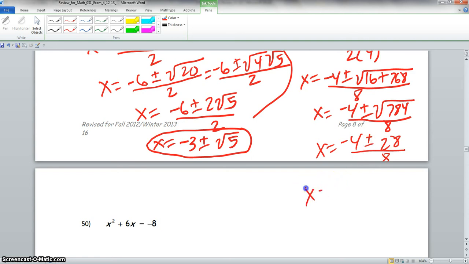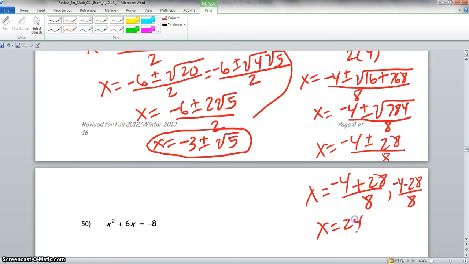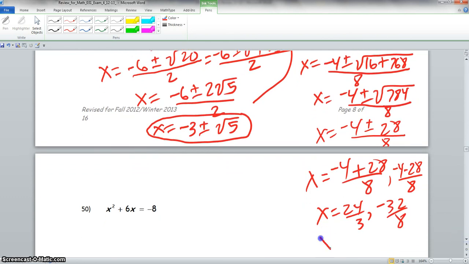So now we will have negative 4 plus 28 over 8. And we will also have negative 4 minus 28 all over 8. So x would be 24 over 8, comma, negative 32 over 8. So our answer here would be x is 8. No, this is supposed to be 24 over 8. So x is 3, and negative 32 divided by 8 is negative 4. And that is it.